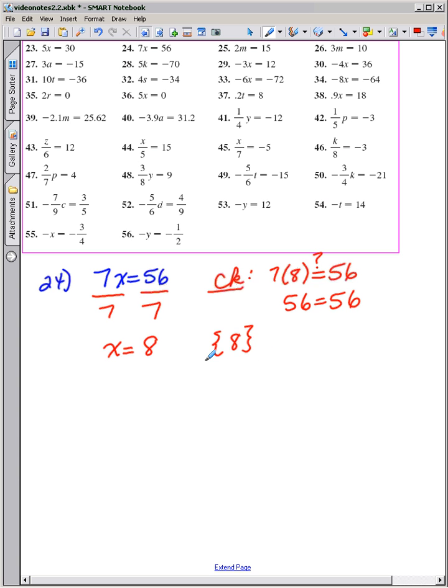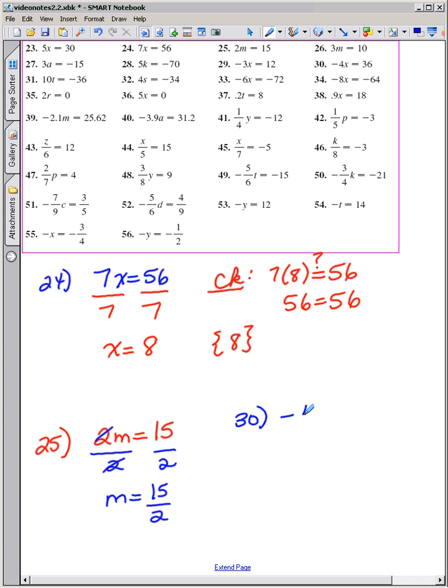Now your numbers don't always come out to be nice, pretty numbers. In 25, 2m is equal to 15. To isolate the m, we're going to undo the multiplication of 2, which is to divide by 2. So there we get m is equal to 15 over 2. And you can just leave that. That's certainly equivalent to 7.5, but you don't need to rewrite that. That's perfectly fine.